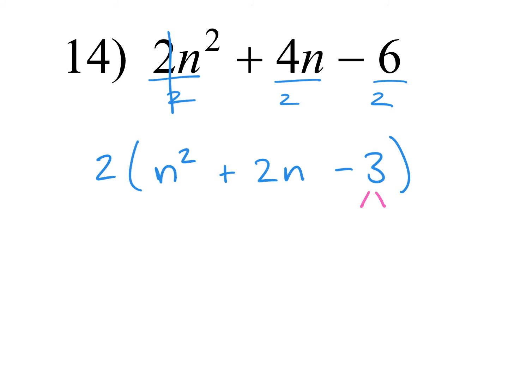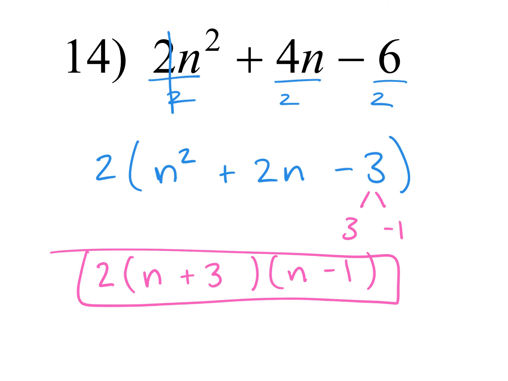What's next? Factor it. So do I have two factors of negative 3 that add to 2? 3 and negative 1. Perfect. So the 2 stays on the outside. What goes inside my parentheses? Awesome. So we have 2 times n plus 3 times n minus 1. Any questions here?